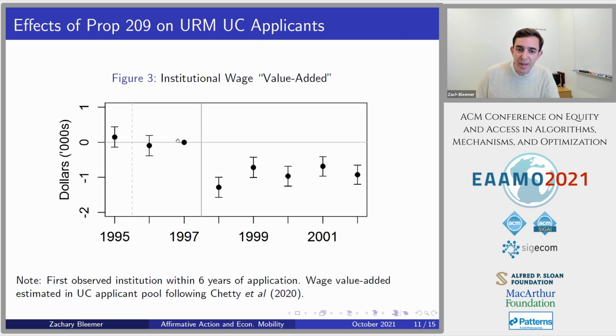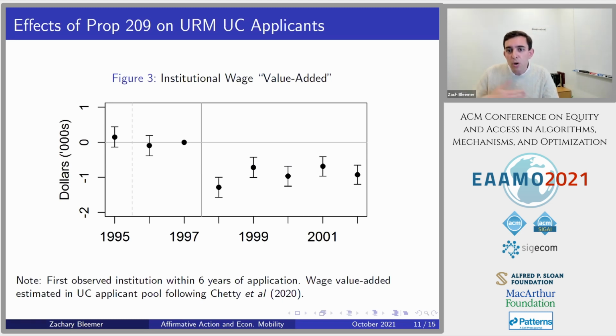You can see leading up to the ban, there was no change relative to the year prior to the ban in these students' institutional wage value added. This is a measure of the quality of university that these students are enrolling at, following a paper by Raj Chetty and co-authors last year. But in 1998, you can see this substantial decline in Black and Hispanic students' institutional wage value added, which is to say, on average, Black and Hispanic students are enrolling at lower value added universities, universities that on average led their graduates to earn about $1,000 less each year than they would have otherwise.